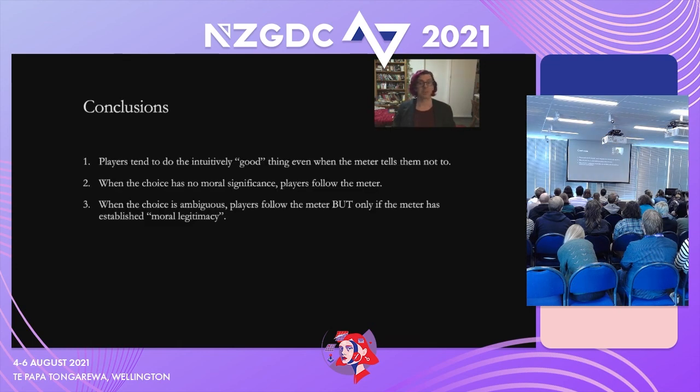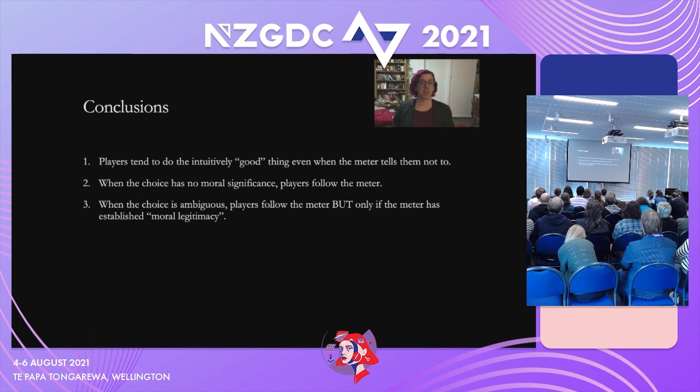This says something interesting about how players regard the meter. First of all, our concerns that the player would disregard morality in order to optimise their scores were unfounded. When there was an obvious good thing to do, the meter had very little effect on players' choice. However, when the moral choice was more ambiguous, the meter did have an influence, but only if it had already established its moral legitimacy.